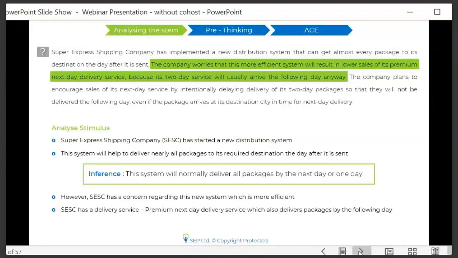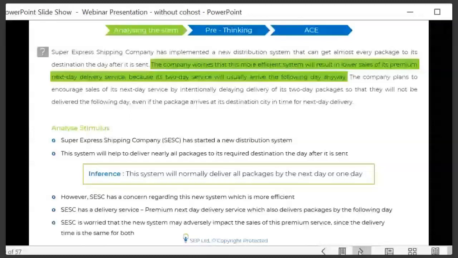Under the new distribution system, all packages, including the ones that are not premium, the normal packages, will also reach the following day. So as a result of this, SESC is worried that the new system may adversely impact the sales of the premium service. If under the new system normal delivery also gets packages delivered the next day, then people may not opt for the premium service, since the delivery time is the same for both. All right, so let's now read the next sentence of the paragraph.